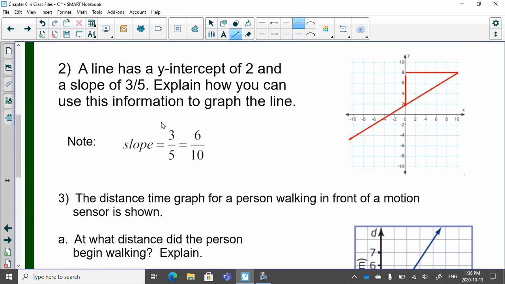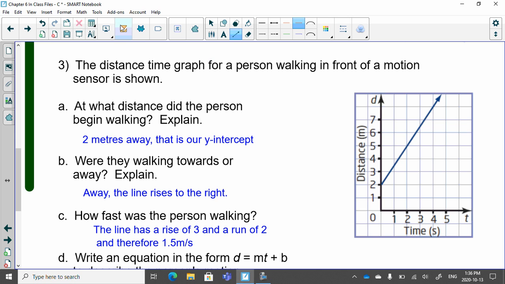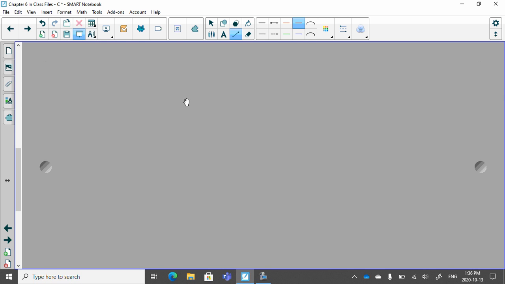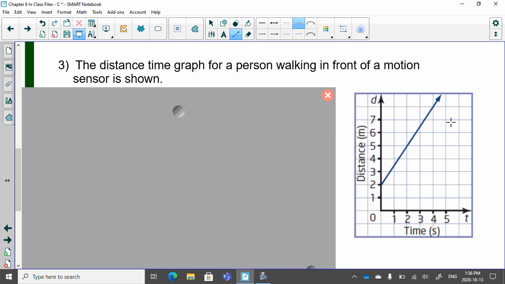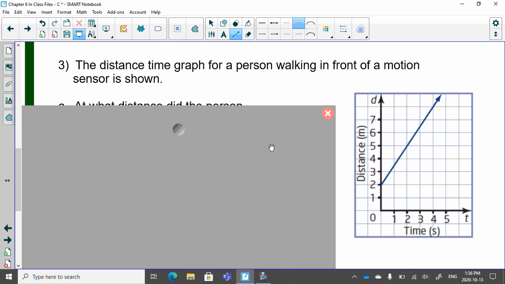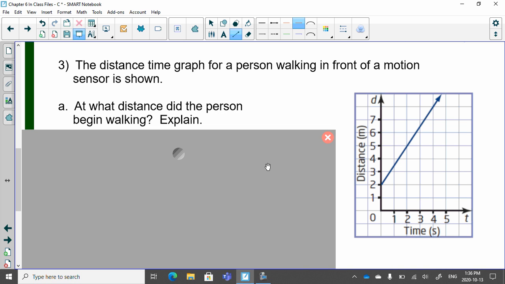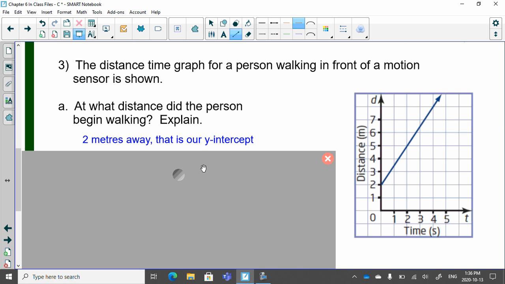Okay. Next, take a look at this little graph here, and I'm going to hide the answers. This is just a distance time graph in front of a motion sensor. So the distance time graph of a person walking in front of a motion sensor is shown. First question, at what distance did the person begin walking? When I look at this, I see that we start right here at 2, and it says explain. So I put 2 meters away because that's our y-intercept. At time equals 0, our distance away is 2.